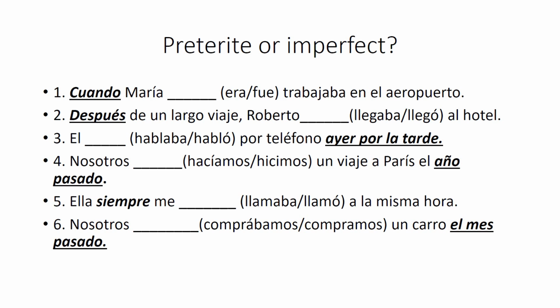Why should I use imperfect tense? Because I'm giving background information about Maria. That's why I use imperfect tense. I'm describing her life and giving background information about her life.